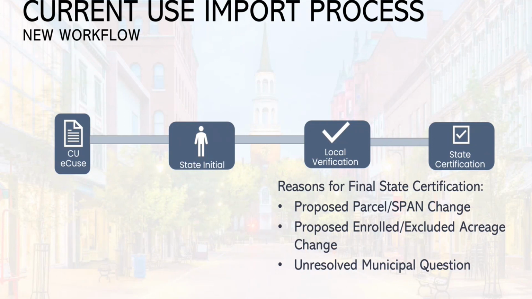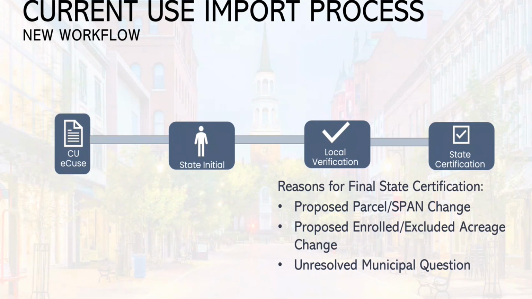If you go through local verification and you're just adding values, it goes straight past the state final certification. I'll show you what that looks like. In other words, if you're not changing the acreage, if you're not proposing a change of span or parcel, and you haven't asked a question of the current use staff, it goes straight through. If you do propose a parcel change, or a change to the enrolled or excluded acreage, or if you ask a question, then it needs to go through the state certification process. That'll be one final review where the state can review the changes you've made and certify it.